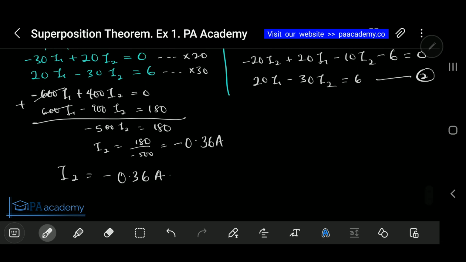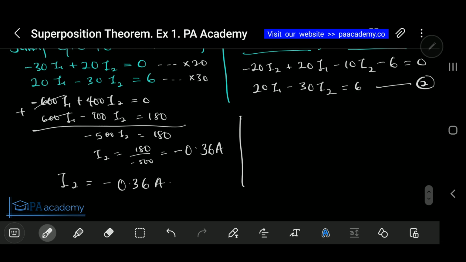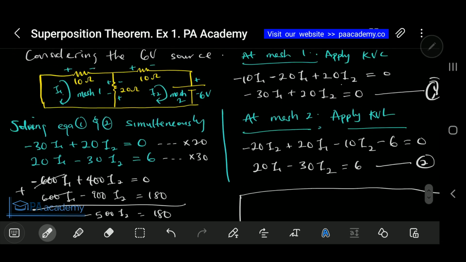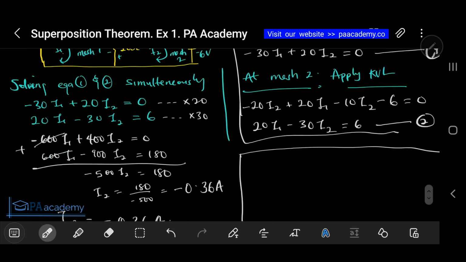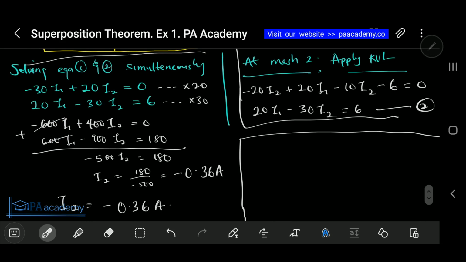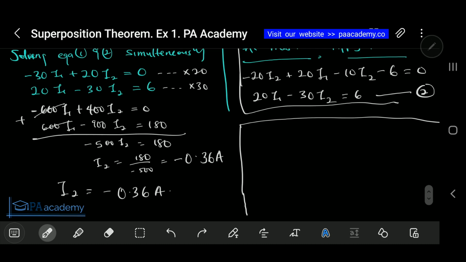So now that we've gotten our I2, we can use that to get our I1. I hope you are following the sequence with the space I'm using to solve the question. We started from here, started from here and then we continued here. Exactly. So now let me move over to this space. Let me substitute the value of I2 into any of the equations, either equation 1 or equation 2. Let me just use the second equation.